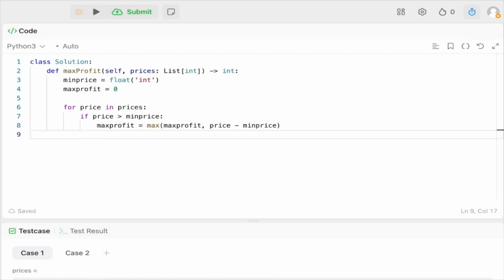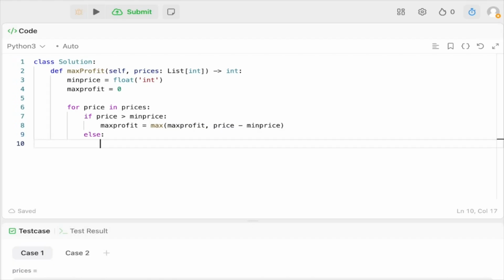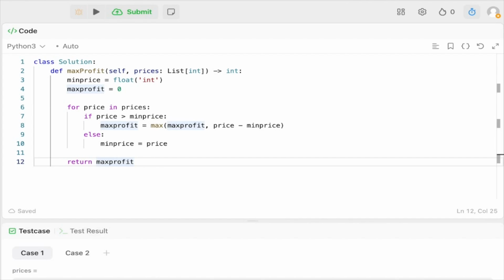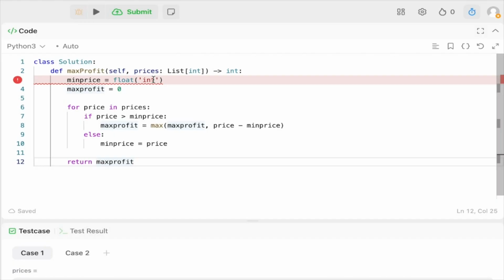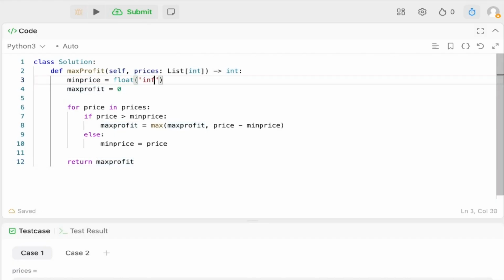If the price is not greater than min price, it is a loss. Else, we will assign price as the min price. Min price equals price. That's pretty much it. Now we will return the max profit. Return max profit. Now let's submit it. This is float of infinity, float('inf'). Now let's submit it.